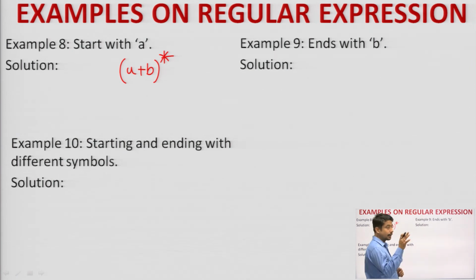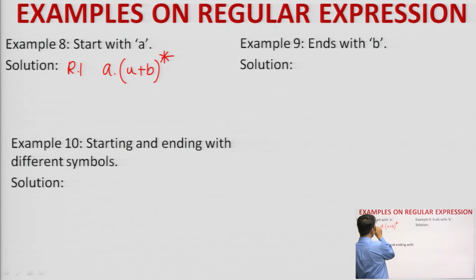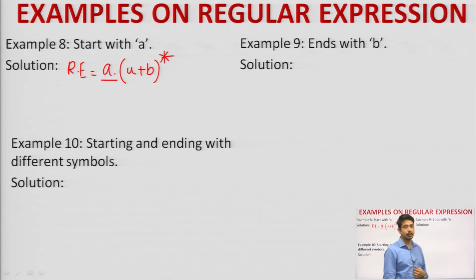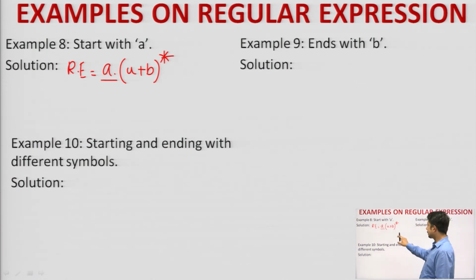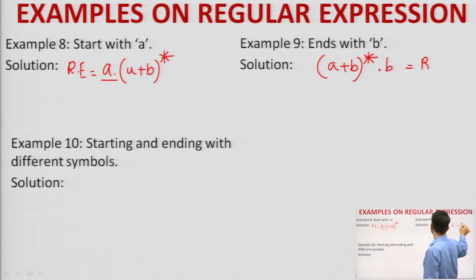Clear? But here it says that it starts with a. Can I write like this? So, the regular expression will be: starts with a, after that any possible combination of a and b. Clear? Comes example number 9. It says ends with b: (a plus b) star, any possible combination of a and b, followed by b. So, this is the regular expression. I hope it is clear to everyone.